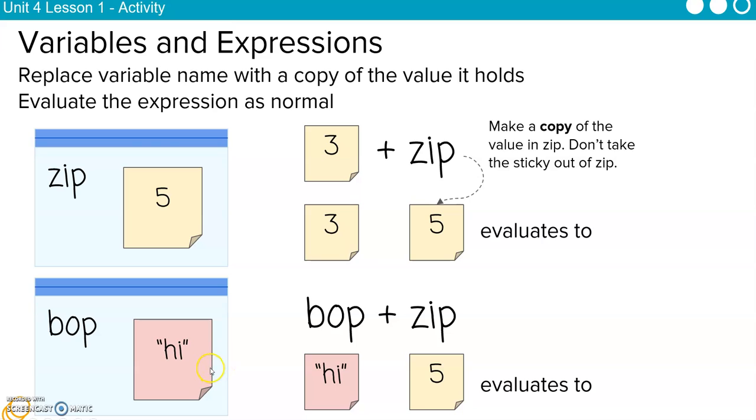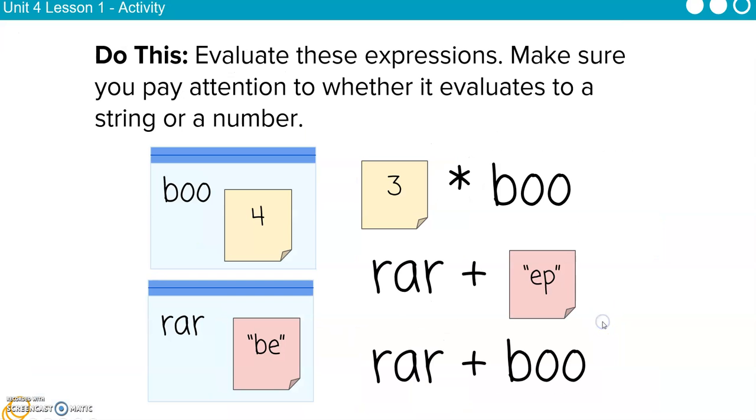Now, in zip, you've got 5. Bop, you've got hi. So the idea here is that if you did 3 plus zip, well, the value of zip is 5. So it's really saying 3 plus 5. If you run this, it would give you 8. Bop plus zip, well, bop is hi, zip is 5, so it would be hi5. These are really interesting, aren't they? Good. So it's pretty straightforward.